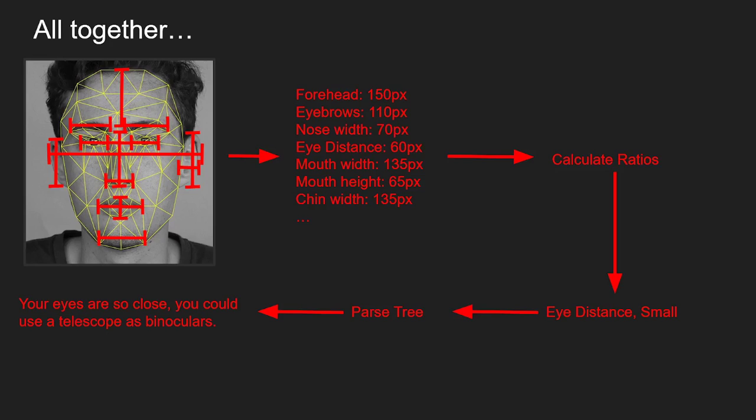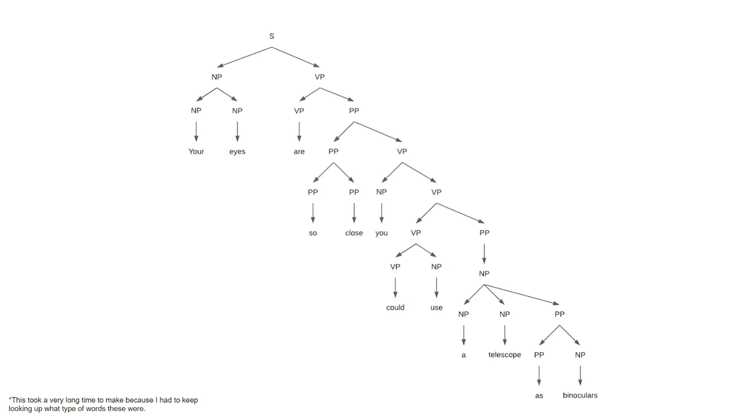So altogether, we're going to get something like localize the face, classify the face, find all of the sizes, calculate the ratios, find what we're going to insult, in this case the eye distance, which is small. We create the parse tree, and we come out with an insult. In this case, it would be, your eyes are so close, you could use a telescope as binoculars. This is what the parse tree would look like.